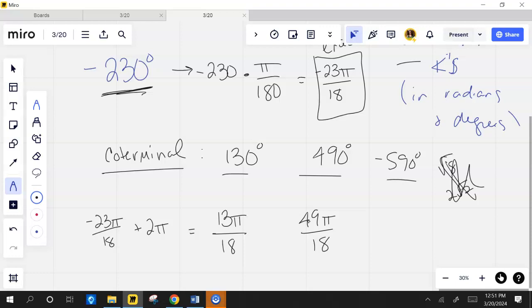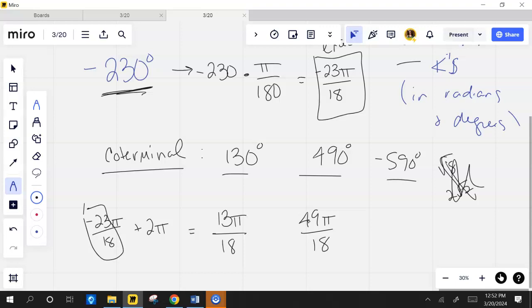Hey. You got what? What happened? You should do it. Just do the negative 23 over 18. Hit enter and then do plus 2. Math enter, enter.